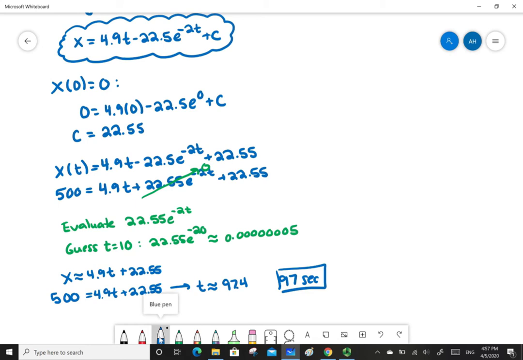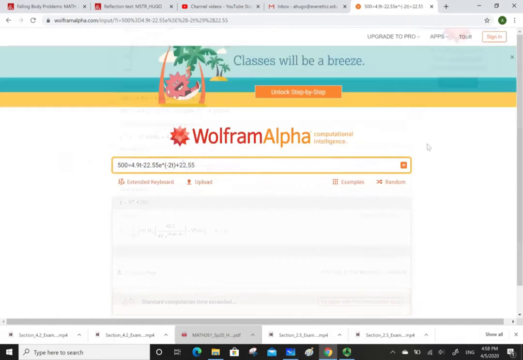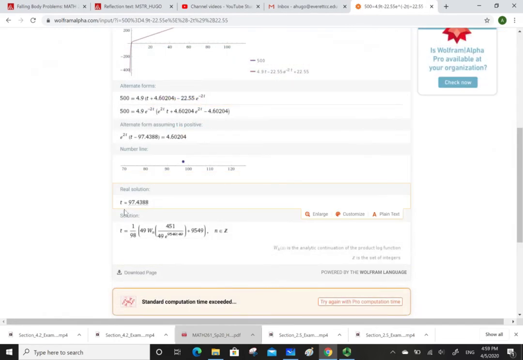to go to wolframalpha.com and have it solve the original equation 500 equals 4.9t plus 22.55 e to the negative 2t plus 22.55. It says that t is approximately 97.4388, which is basically the same answer we got, especially when you consider that I used a rounded value of 9.8 for the acceleration due to gravity g.